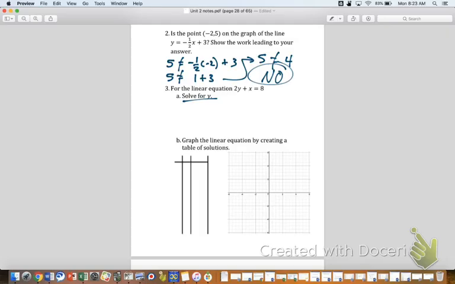Isolate. That's what I want to see. Or get the y all by itself. Okay. So I'm looking at this 2y plus x equals 8. Okay, what do I got to do? I got to get the y by itself.